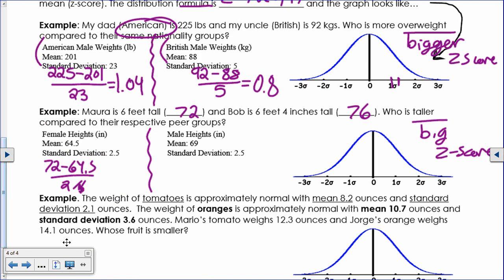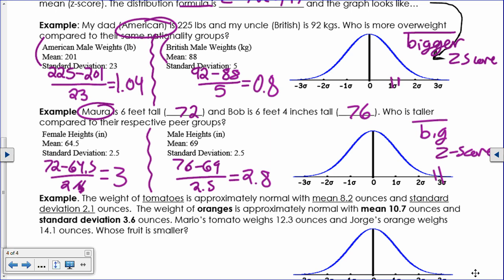So Mara's was 3. And Bob, if you do 76, plug in the numbers. What is it? 2.8. Alright, so you can graph it visually or you can just look at these numbers. If they're asking for the person who is taller compared to their peer group, who would you choose? Mara, because she's 3 standard deviations away from the mean, whereas Bob is only 2.8.